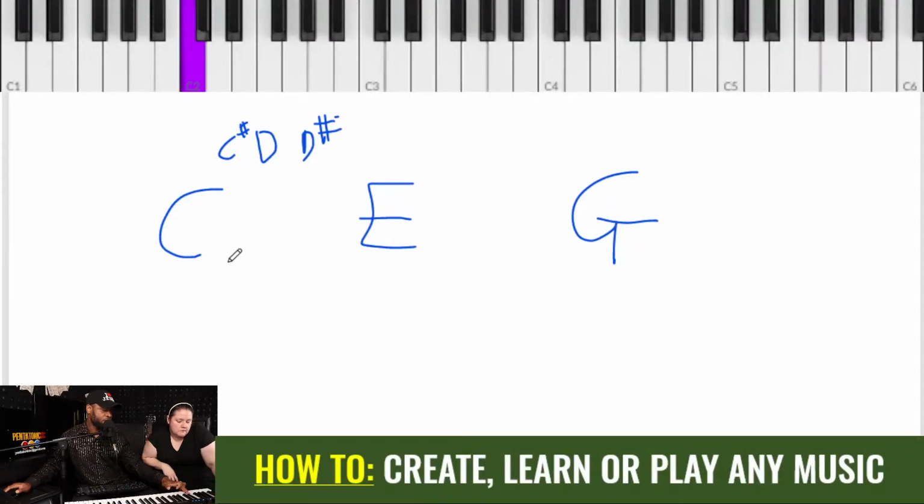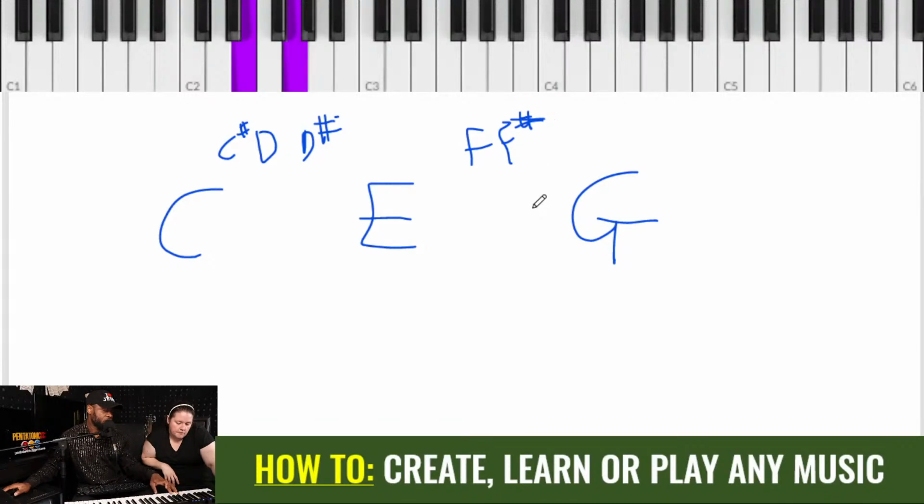We skip this, we skip this, we skip this, and we took this. So basically, 3 notes are in between. That's how you need to look at it. Then here, we get to F and we get F sharp. Here, 2 notes are in between to get to G. You see that?